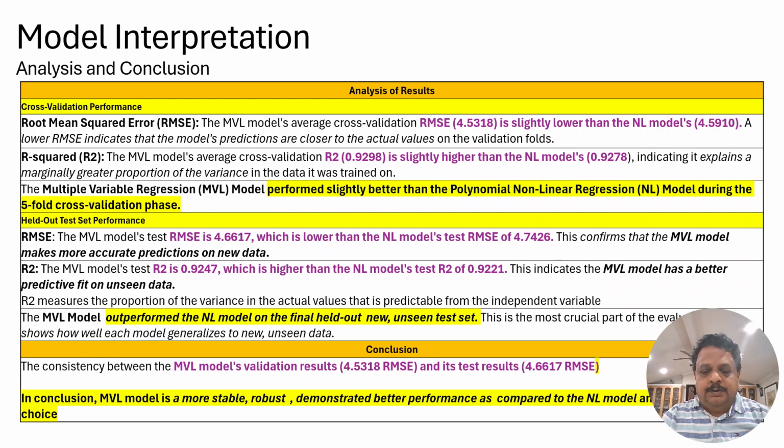Model interpretation and conclusion. As you can see, the MVL model performed slightly better during the cross-validation phase and outperformed the nonlinear model on the final held out, new unseen dataset. In conclusion, the MVL model is more stable, robust, and demonstrated better performance as compared to the nonlinear model, and it's a superior choice. Thank you for listening.